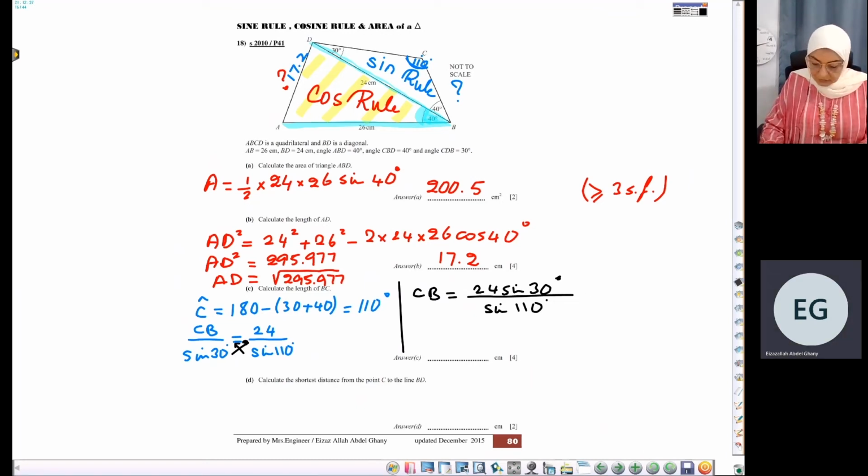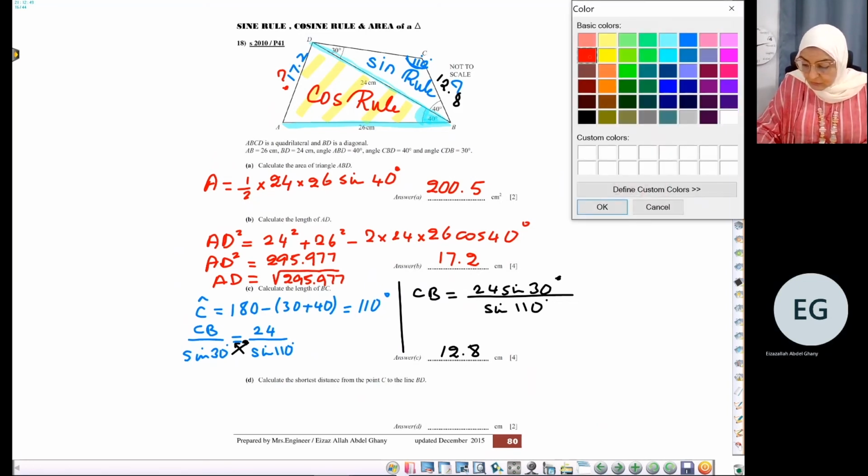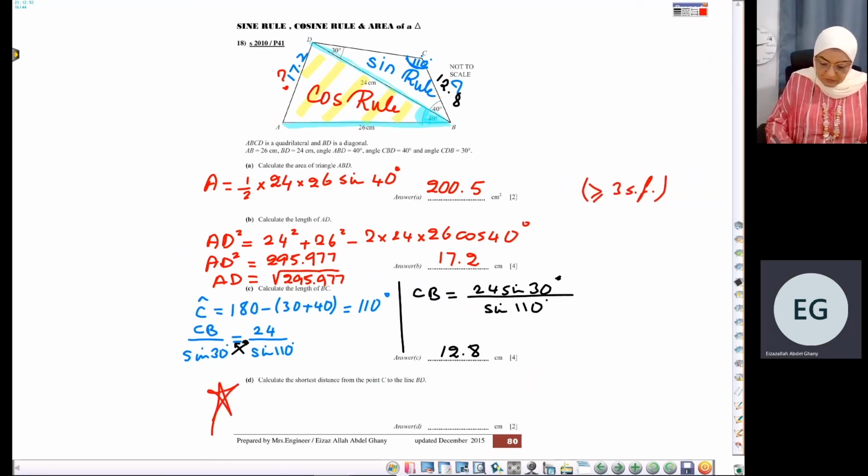CB, you got it. It is 12.8 centimeters. I'll write it here on the diagram. The third question is very important. What is the definition of the shortest distance? The shortest distance from a point to a line, the shortest distance from point C to the line BD, means the perpendicular distance.